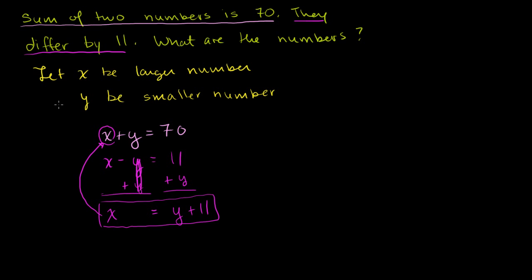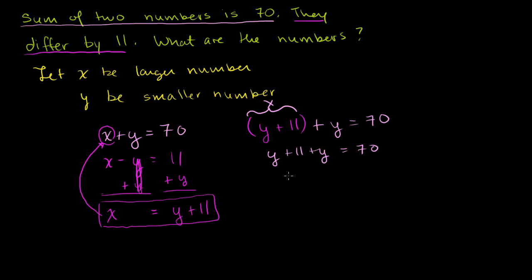So if we substitute this in, we get y plus 11. Remember, this is what x was, that we're substituting in for x, plus y is equal to 70. I just substituted this x with y plus 11, and I was able to do that because that's the constraint the second equation gave us. So now let's just solve for y. We get y plus 11 plus y is equal to 70. That's 2y plus 11 is equal to 70.